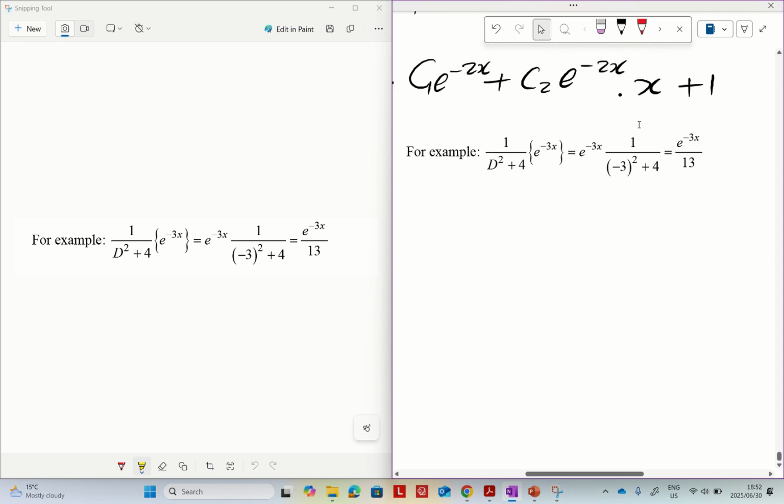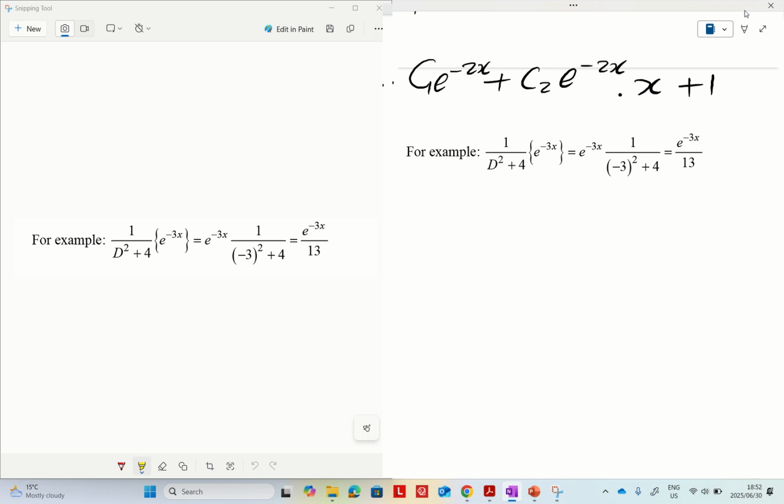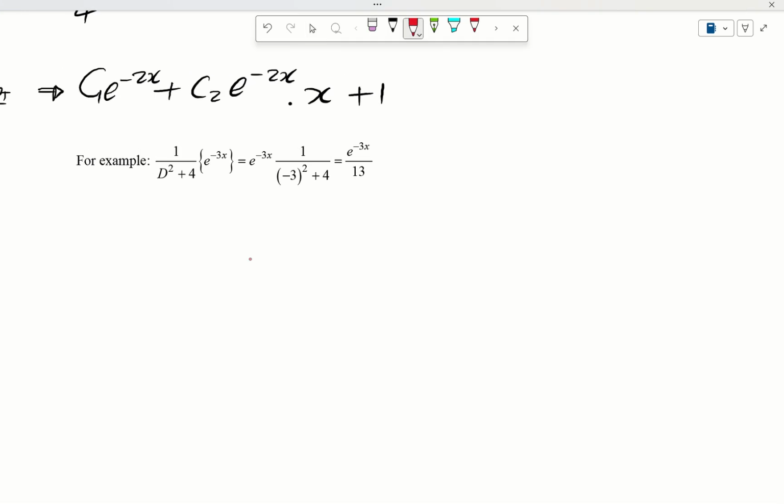There we go. So if you look at this example in the book, I'm just gonna explain to the lady that asked the question. The question says, you have e to the power minus 3x divided by d squared plus 4. This is the question that they gave you. Obviously, you cannot divide e to the power minus 3x by d. The moment you see the d as your denominator, you must use the theorem.